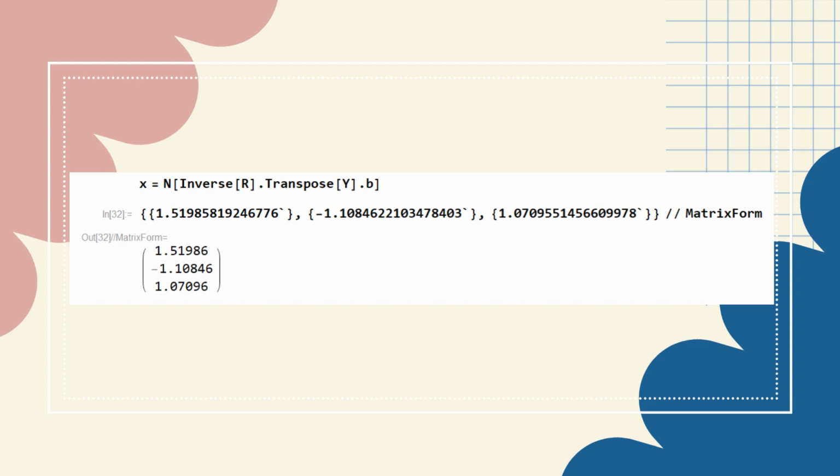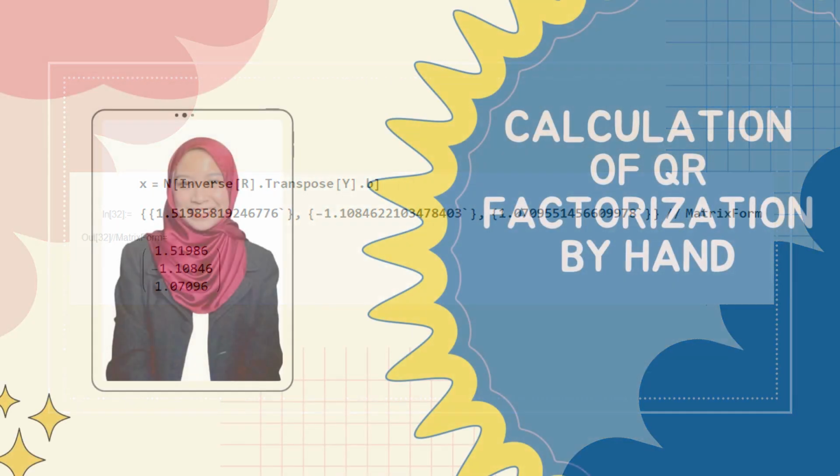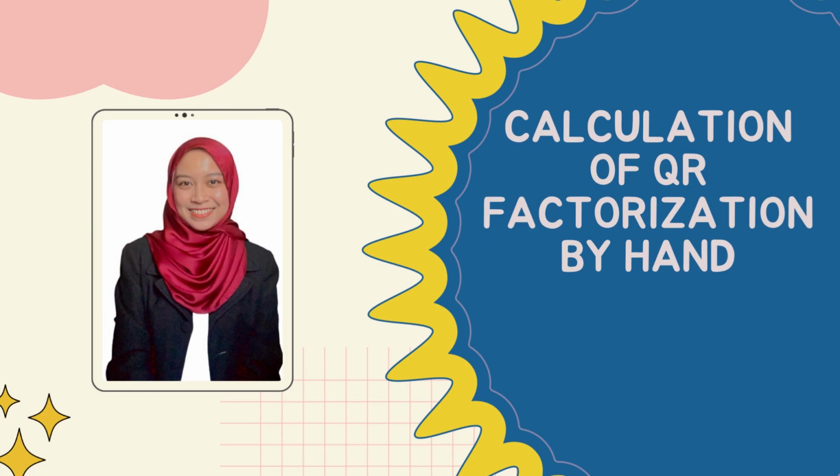After we get the values of Q transpose and R, we will be able to find the value of X by using the command X equals N[Inverse[R]] multiplied by Transpose[Y] and matrix B. Thus, the final answer that we get from Mathematica is X equals 1.51986, negative 1.10846, and 1.07096. Thank you.